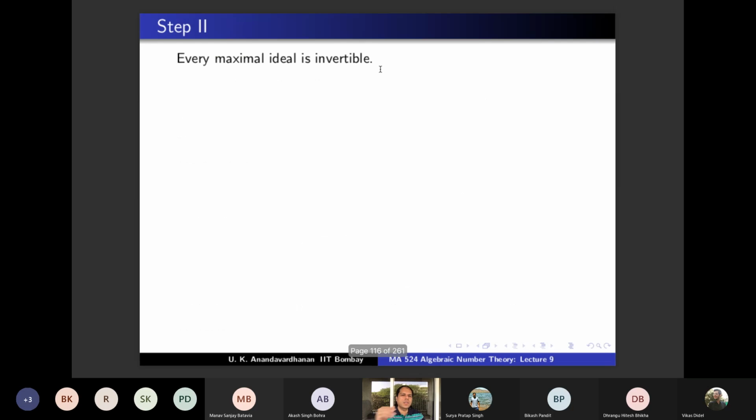Okay, so step two is I'm going to do this, but for a maximal ideal first. I have to show that every non-zero ideal is invertible. I'm going to show right now that every maximal ideal is invertible. Okay, in step 3 I will come to any ideal. So every maximal ideal is invertible. So let P be a maximal ideal. We have to show that P is invertible.